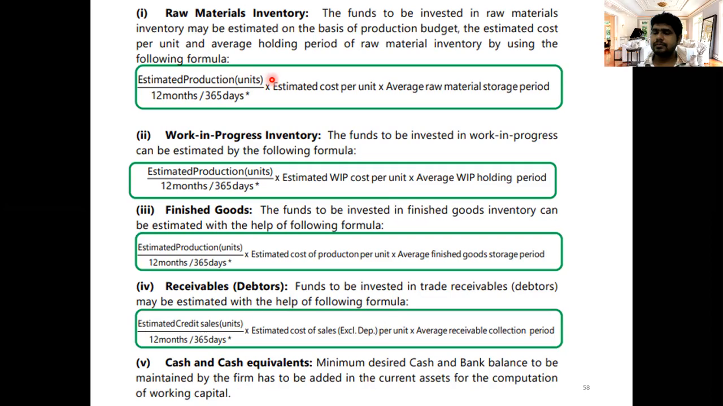Any response from your side? How can we convert annual cost into monthly cost? How? Very simple. We divide by 12. There are 12 months in a year. When we divide annual cost by 12, then we can get monthly production cost.